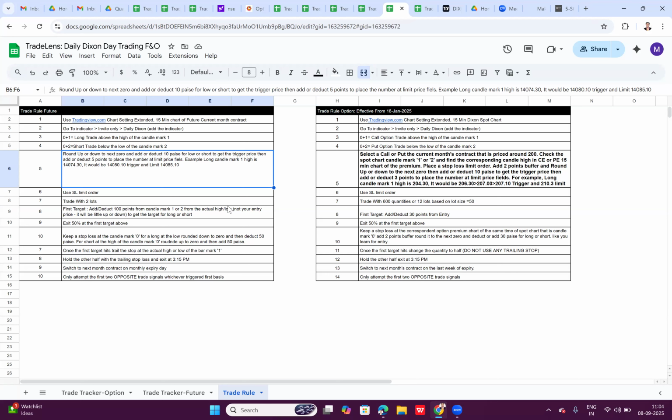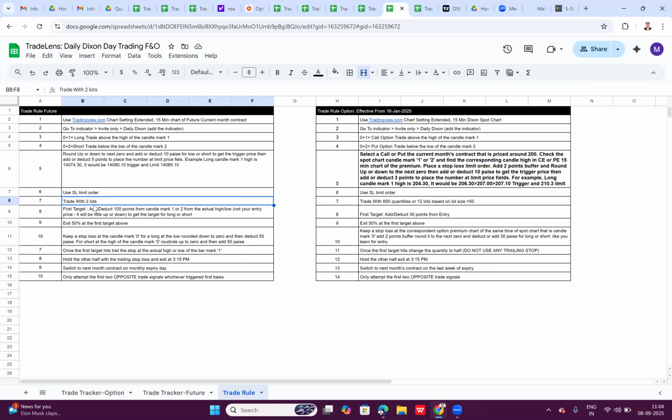The future rule also works very simply because we will use the same Dixon daily trade indicator to trade in Dixon options and Dixon future also. I hope you all have full clarity. So in future, we will place a buy order as per 0 + 1 and a sell order as per 0 + 2. We will take a buffer of 10 paisa, then round up to the next 10. And we will use an SL limit order, a stop loss limit order.